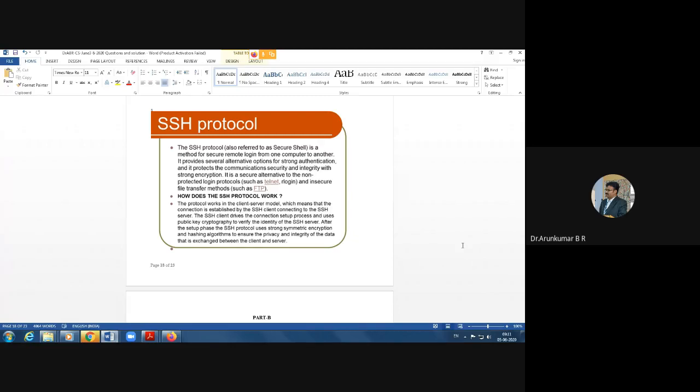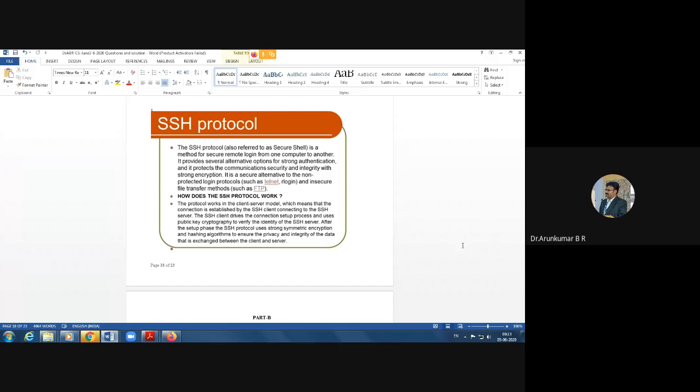You may be asked to explain how the SSH protocol works. How does the SSH protocol work is the question. The protocol works in the client-server model, which means that the connection is established by the SSH client connecting to the SSH server. The SSH client drives the connection setup process and uses public key cryptography to verify the identity of the SSH server. After the setup phase, the SSH protocol uses strong symmetric encryption and hashing algorithms to ensure privacy and integrity of the data that is exchanged between client and server.